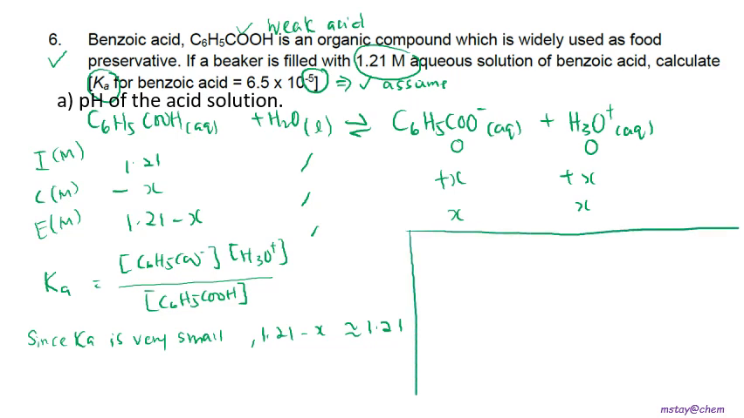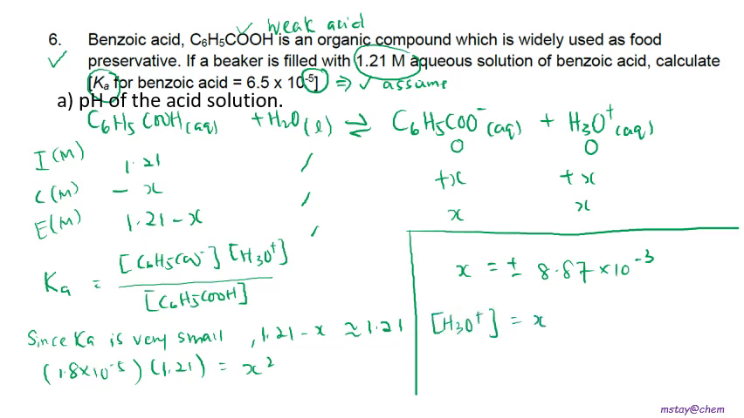Then we put into the calculator 1.8 exponent negative 5 multiply with 1.21 equal to x squared. So x will equal to positive minus 8.87 exponent negative 3. Because concentration H3O plus will equal to x, and then we always take the positive value, which is 8.87 exponent negative 3 molar. So using the formula pH equal to negative log concentration H3O plus, we will get the pH value 2.05.